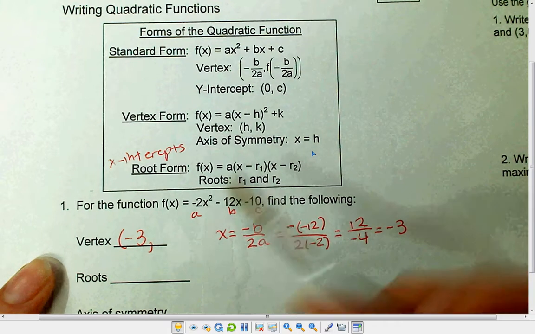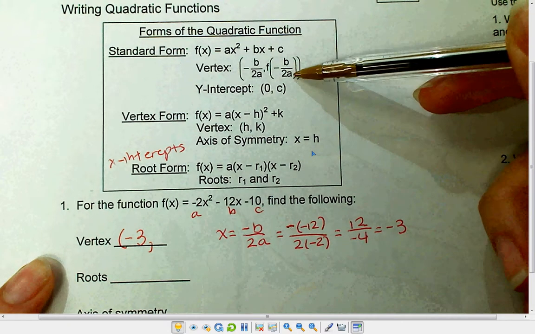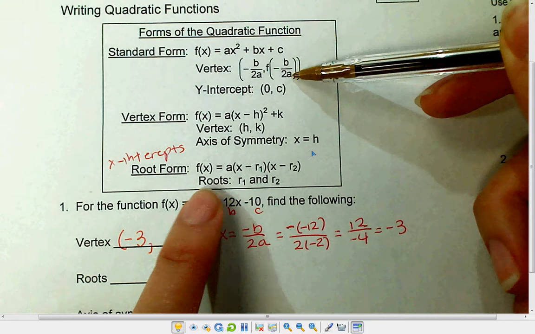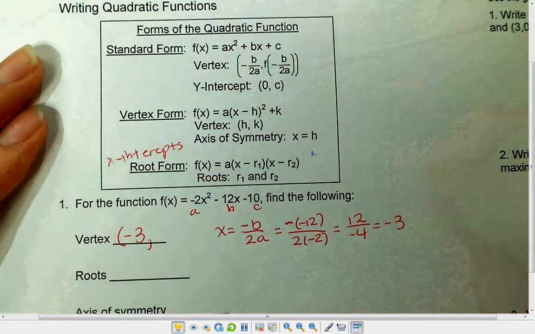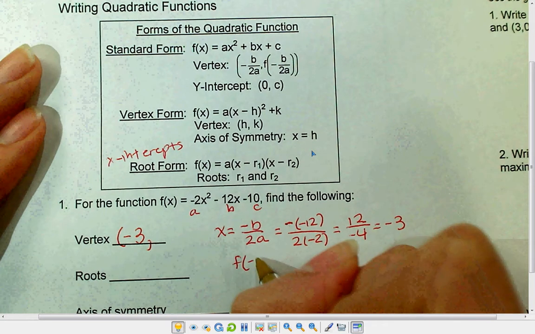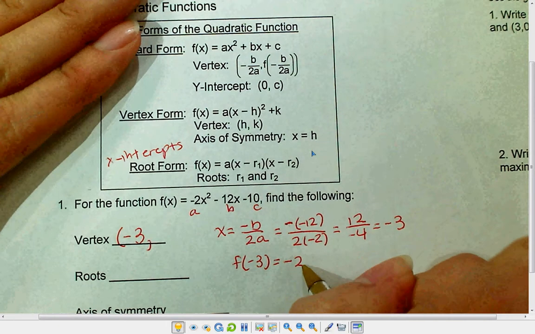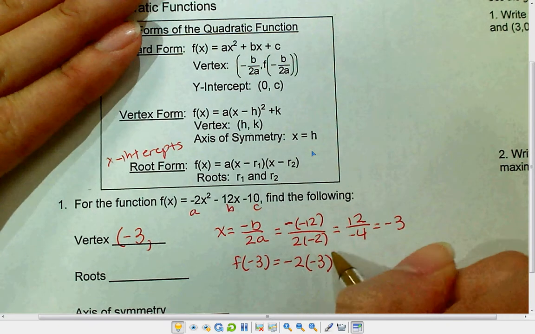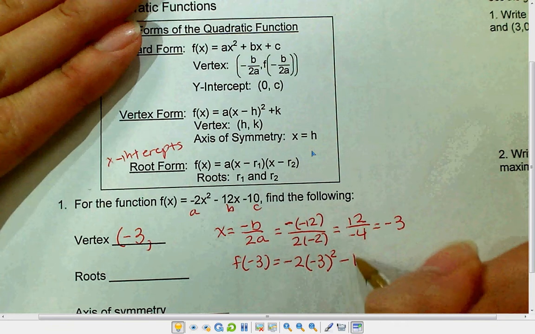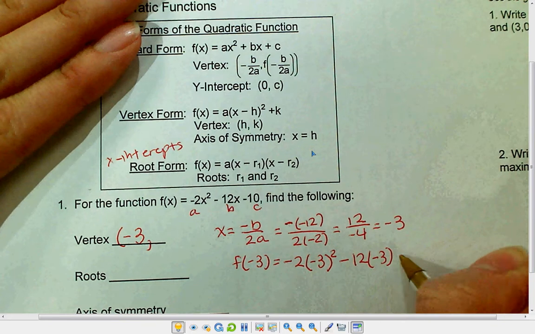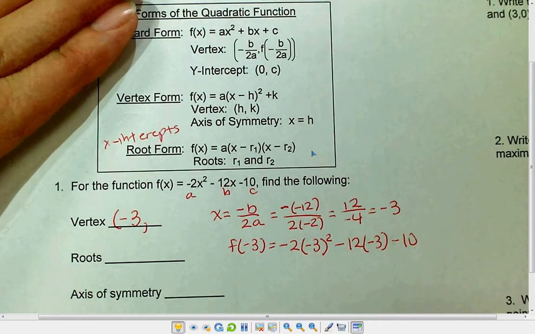Now to find my y value, all I need to do is plug this negative 3 back into my equation. So I'm going to find f of negative 3. And so I'm going to replace all my x's here with negative 3. So this is negative 2, and instead of an x, I'm plugging in negative 3, minus 12 times negative 3 minus 10.